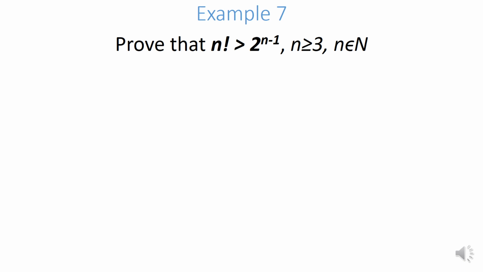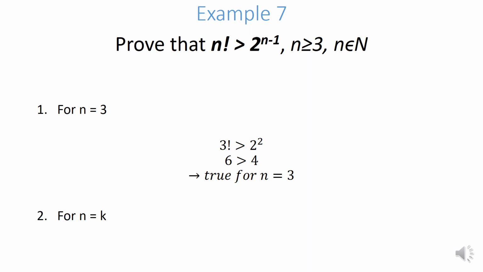Another example of that: prove that n factorial is greater than 2 to the power of n minus 1 for the natural numbers greater than 3. So we're starting with 3 this time. Write down your expression. 3 factorial, is it greater than 2 to the power of 3 minus 1, which is 2 to the power of 2? So 3 factorial is 6, and it is greater than 2 squared, which is 4. Yes, it is. So the statement is true for n equals 3.